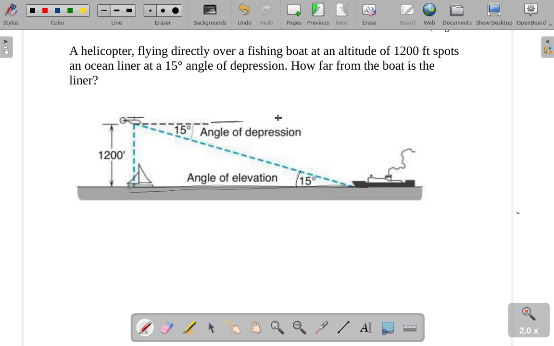because you looking on the horizontal would be parallel to this one. Those are alternate interior angles here. So that's a 15-degree angle. This would be a 90-degree angle right here, because you're directly above, you're measuring your height directly down. And so what we have is a right triangle, and we know one of the angles, we know one of the sides. We're trying to find how far from the boat is the liner. We're trying to find this distance here.